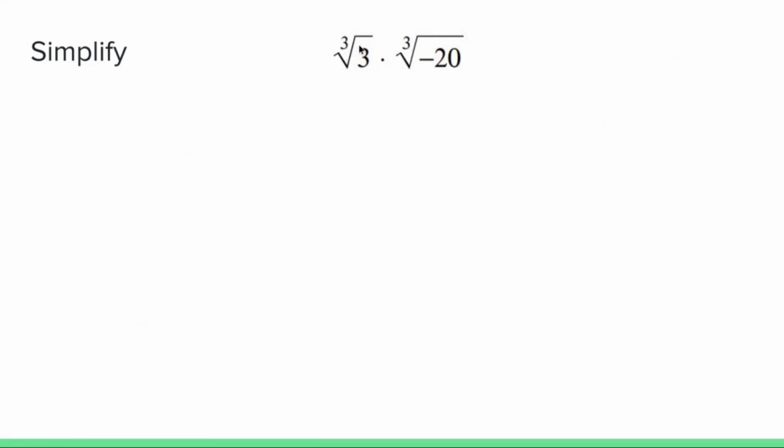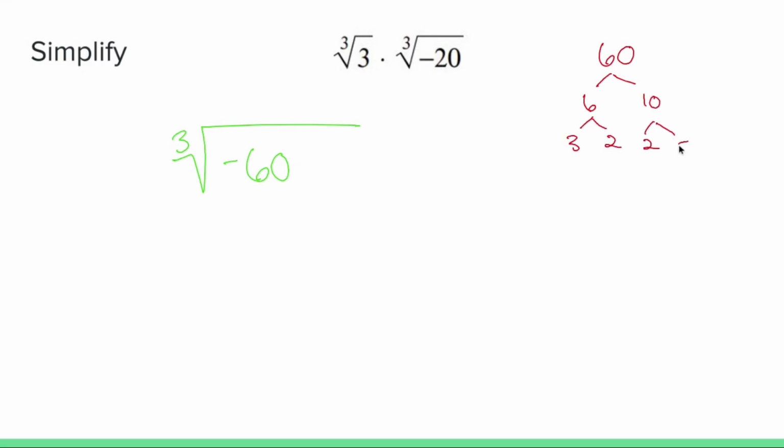Simplify the cube root of 3 times the cube root of negative 20. Whenever you multiply cube roots, square roots, fourth roots, or whatever, you're allowed to multiply the insides. So this becomes the cube root of 3 times negative 20, which is negative 60. Now we're going to turn 60 into a factor tree and see what we can rip apart. So 60 is 6 and 10, 6 is 3 and 2, and 10 is 2 and 5.